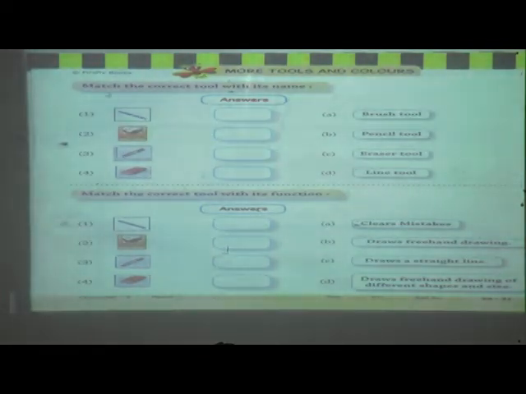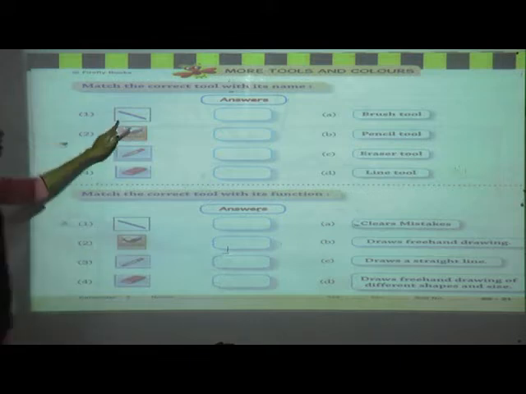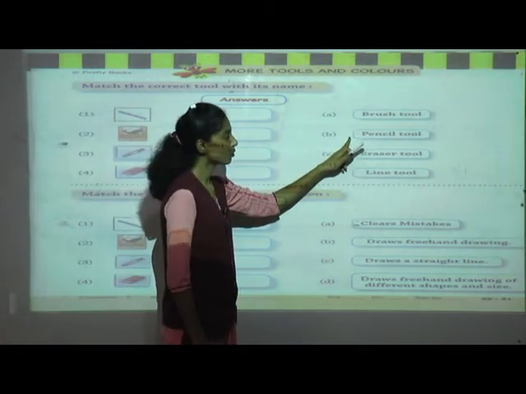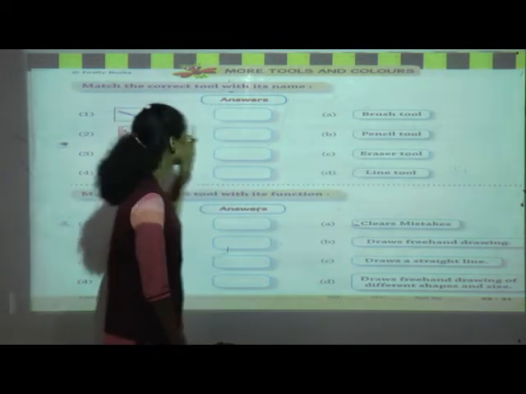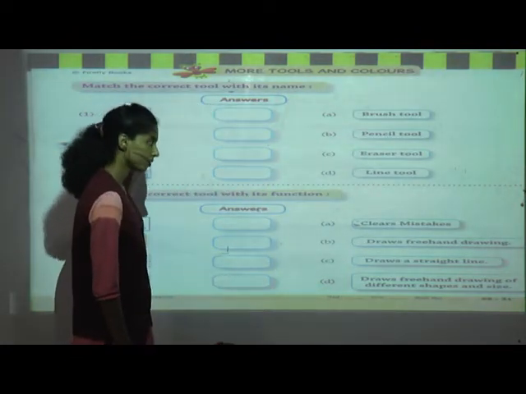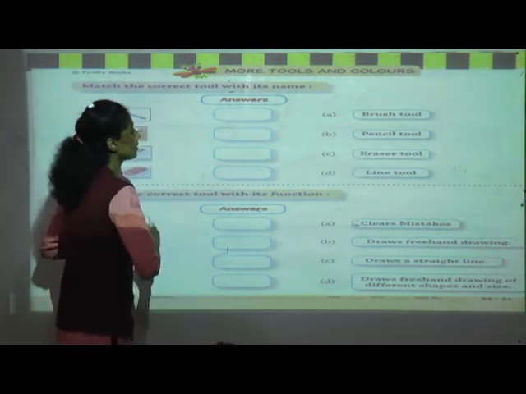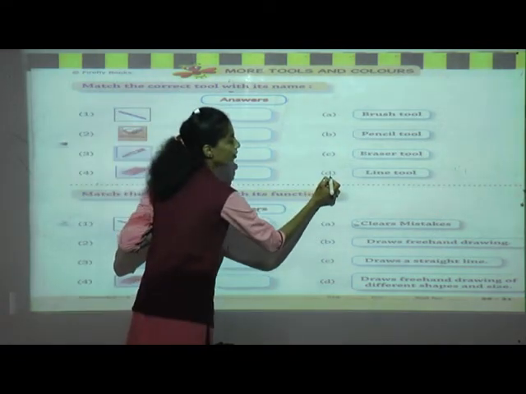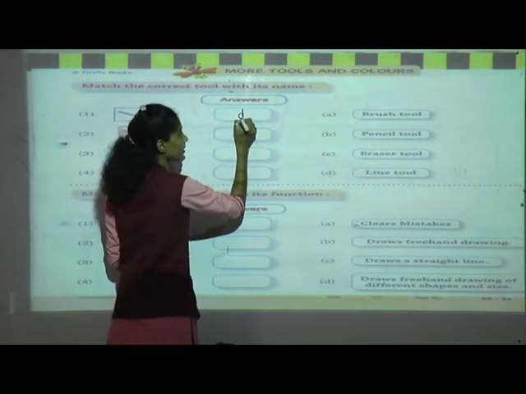Next is match the correct tool with its name. Means the tool pictures are there and the names are there, and we have to match. First one, write with me fast. First one, which tool is it? Brush tool, pencil tool, eraser tool, line tool. What is the name of this tool? Good. Line tool. What is the number of the line tool? D. Then we will write here D.